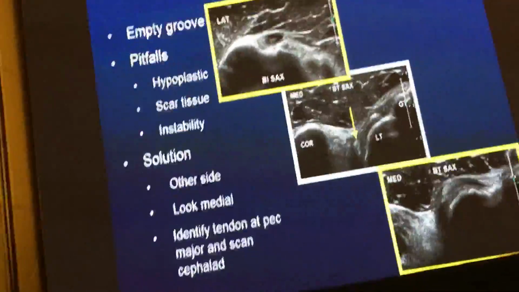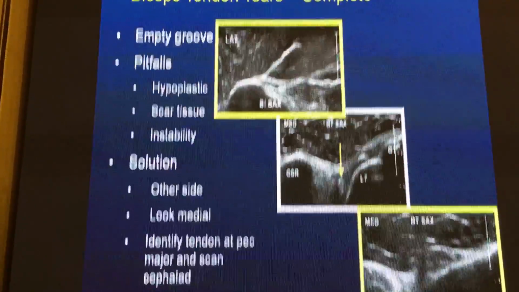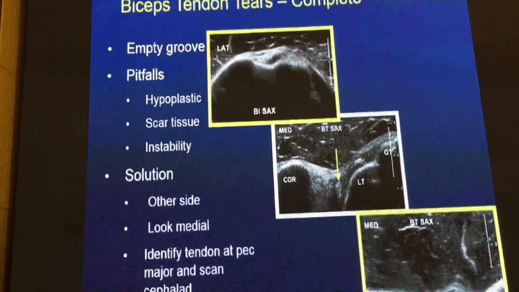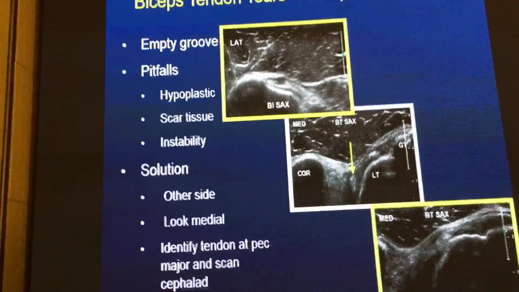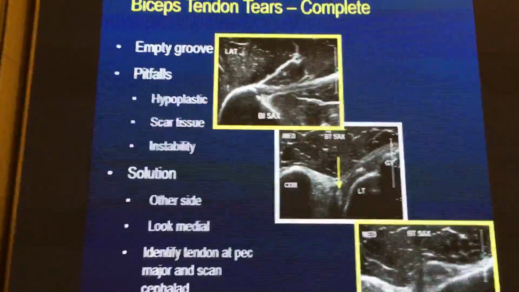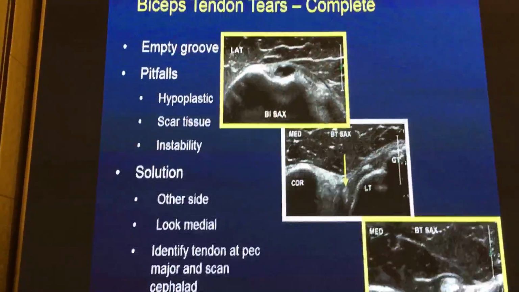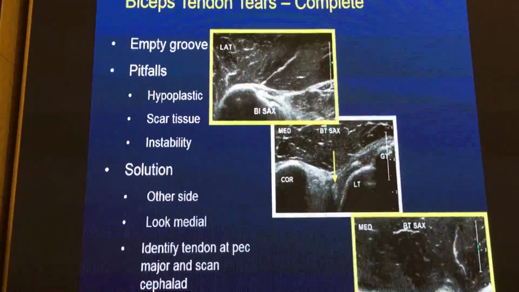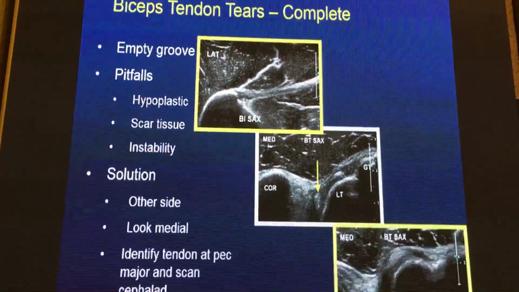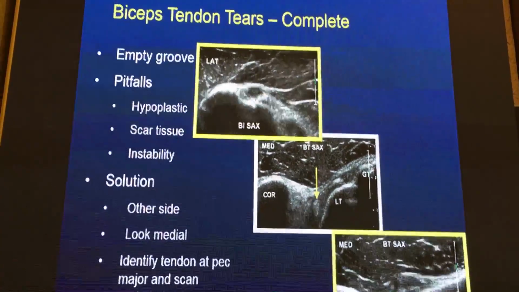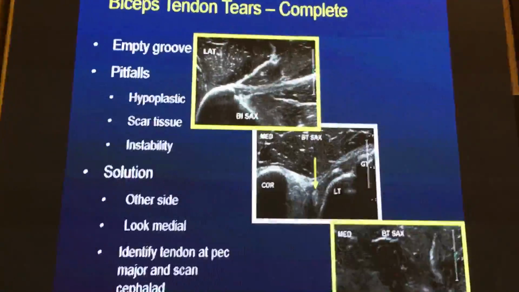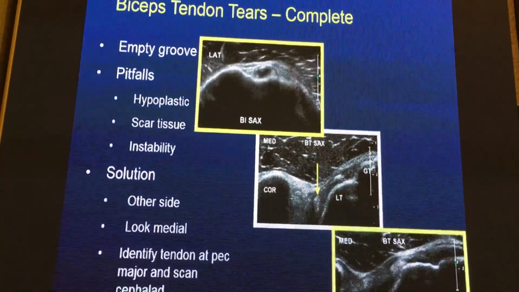So a few things that you can do. Number one, look at the other side. If somebody has a hypoplastic or small biceps tendon, then typically on both sides it's going to be small. All right? Look medial. So if you have a biceps tendon, the dislocations almost always happen medially. So look medially. And then the other thing is look all the way down at the pectoralis major tendon. Identify your biceps tendon at that level, and then start to trace it more proximally. And if it's a tear, the tendon's going to discontinue. And if it's medially dislocated, then you'll see it, and it'll just move medially.